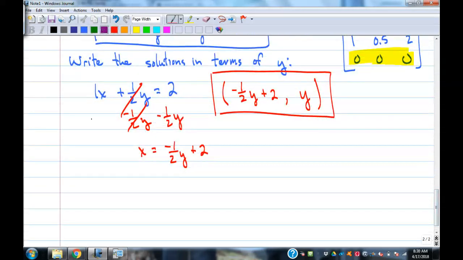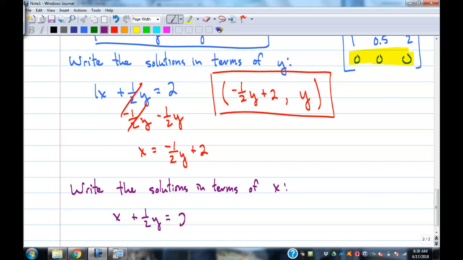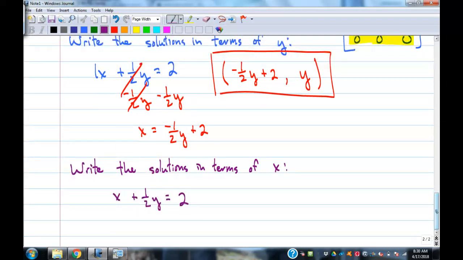If they ask us to write it in terms of x, again, we're going to use that equation from the top row. X plus 1/2 y equals 2. That means I need to solve this equation for what? For y. So subtract x.